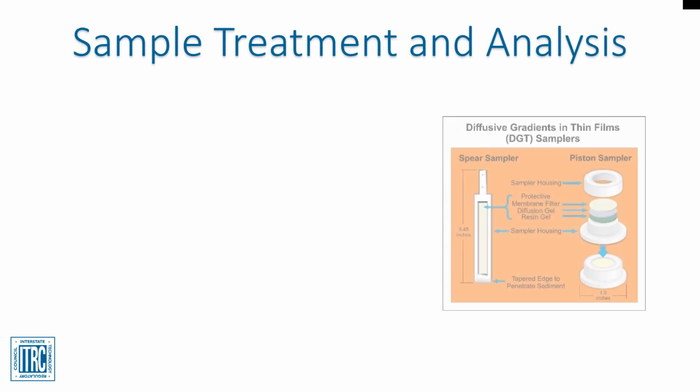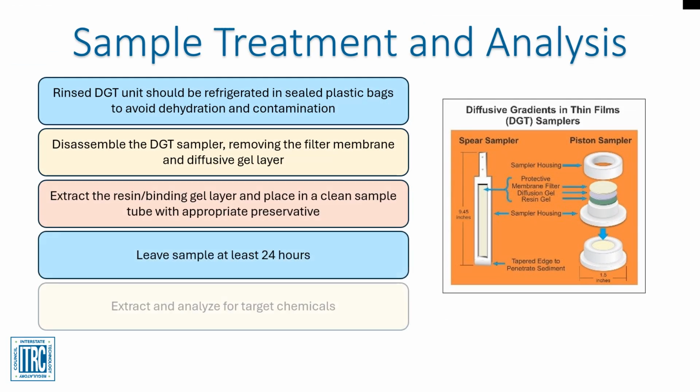Upon retrieval, the rinsed DGT device is refrigerated in sealed plastic bags to avoid dehydration and potential contamination from the air. When preparing the DGT sampler for shipment to the laboratory, disassemble the DGT sampler and remove the filter membrane and diffusive gel layer. Extract the resin-binding gel layer and place in a clean sample tube with appropriate preservative. The sample should rest for at least 24 hours before analysis. Extract and analyze for the target chemicals content by either typical laboratory analysis via extraction and mass spectrometry, or through direct analysis of the resin.